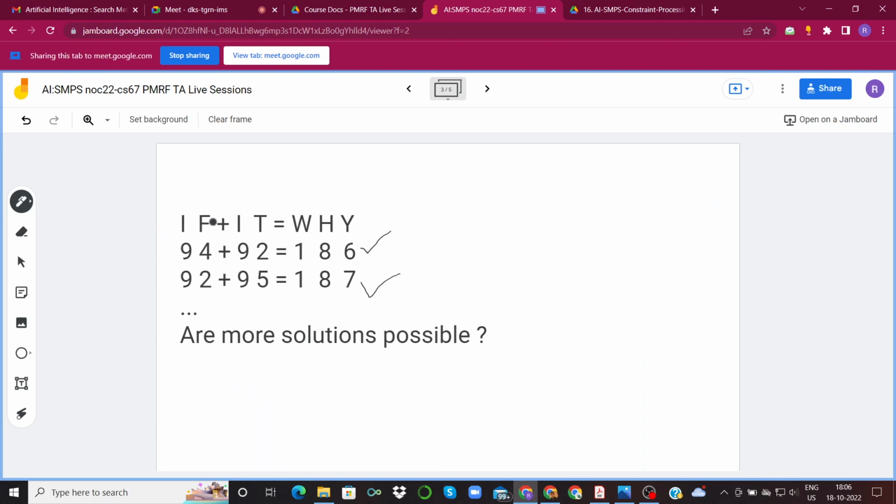I'm showing one. Okay, got it. So here's one more example where we have two solutions given over here, and we have to say whether there are more solutions possible.